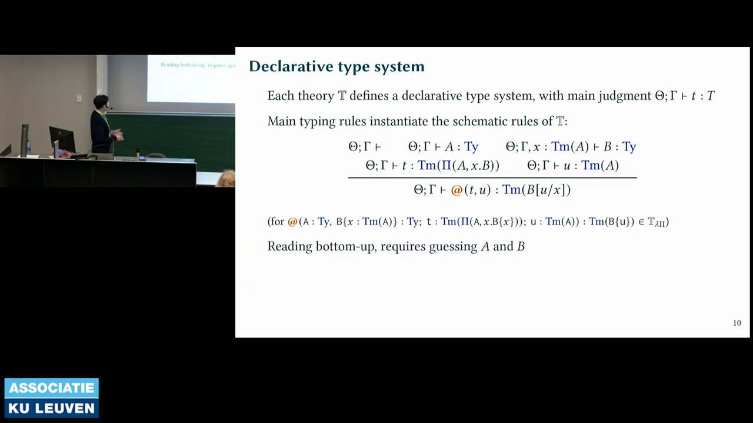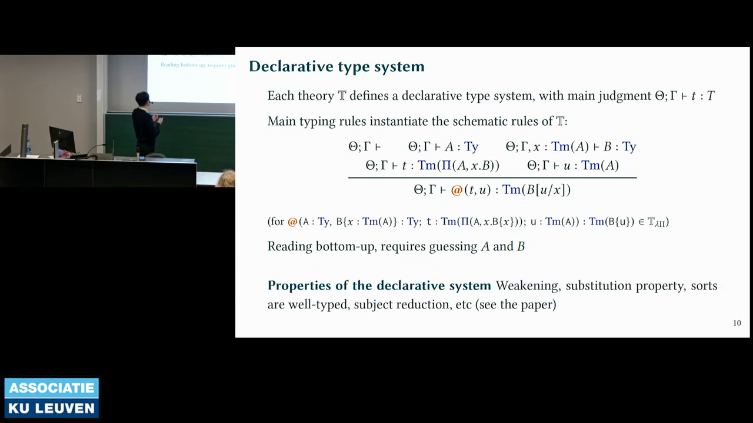And the thing that you should remark is that reading bottom up, if you're trying to build a type derivation, then you have to guess A and B, and this is the problem that the bidirectional type system is going to address. Finally, some properties of the declarative system. This is in the paper. It certifies the desirable properties that we would expect, such as weakening, substitution, and subject reduction. They're not only good sanity checks for making sure that this is a well-behaved framework, but also important when showing the equivalence between the declarative and the bidirectional type system.